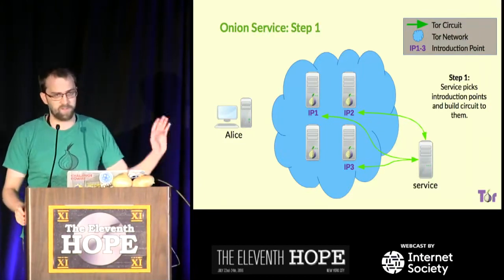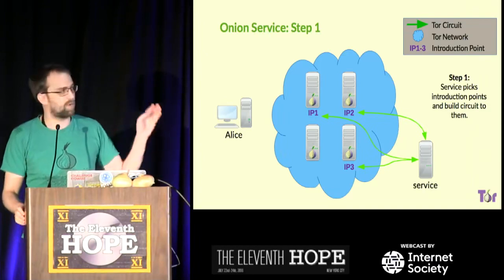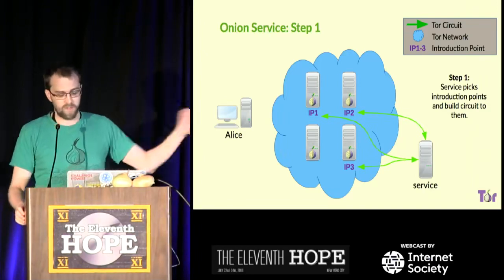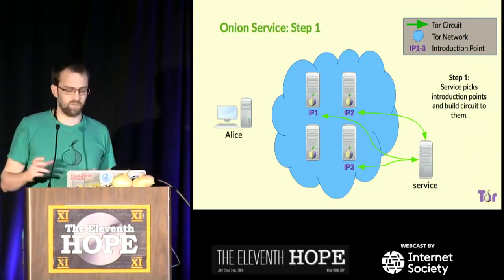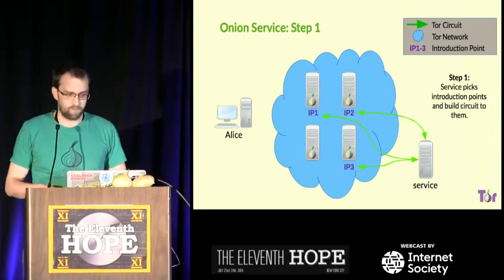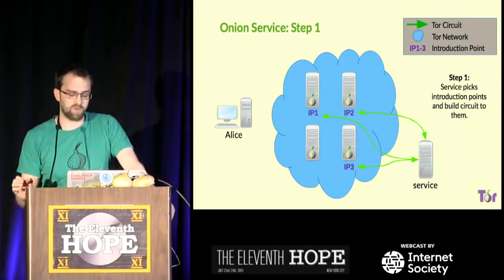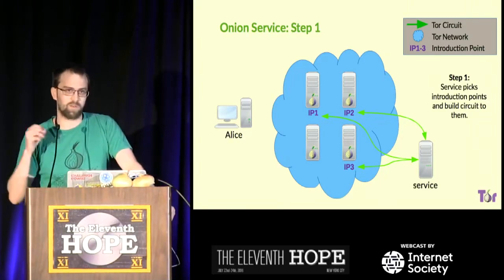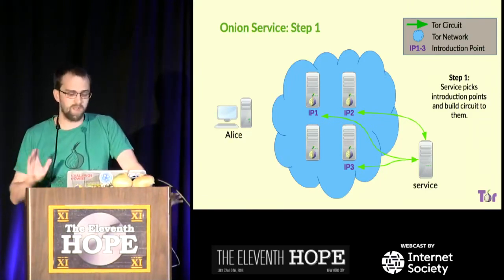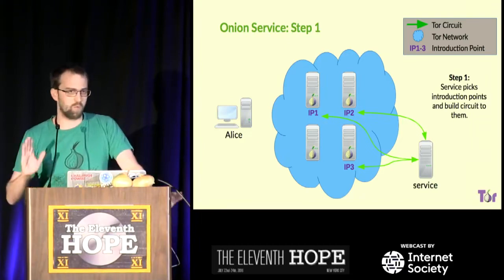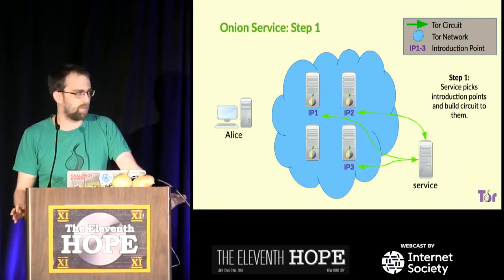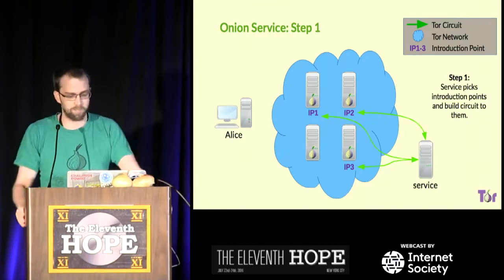In this slide, you'll see Alice, which is a client that will try to go to the service, and we have in this case the big Tor network, which is a big cloud, obviously, and then the introduction points. So the first thing is introduction points. The service will pick at random 3 introduction points. Introduction points are relays in the network. We have 7,000 of them in the network, so just pick 3 of them.